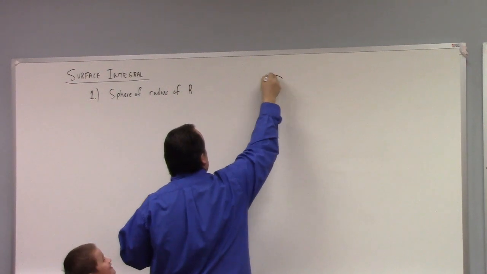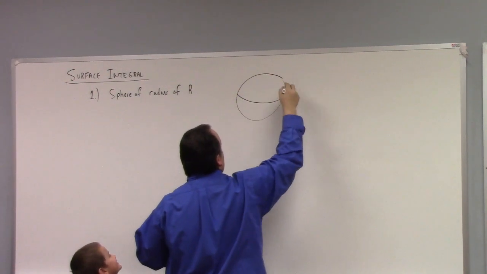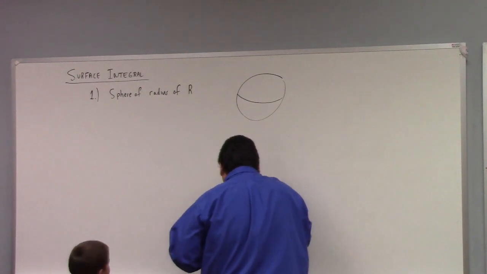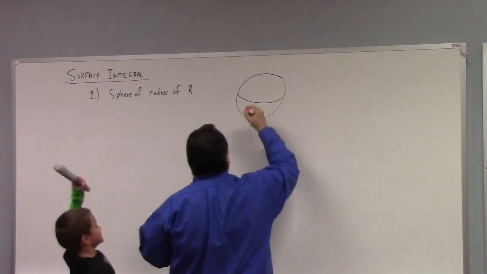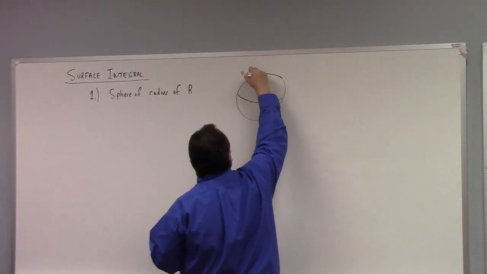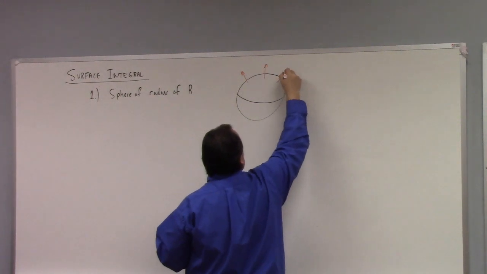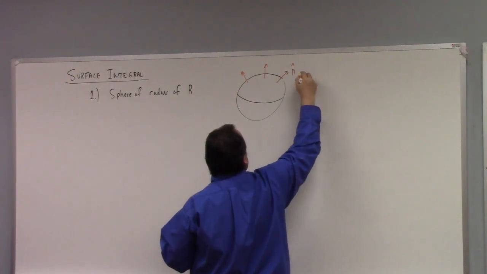So traditionally, the sphere of radius r, Benjamin, you gotta go sit back down, buddy. The sphere of radius r, we take the normal vector field, by default, the normal vector field is taken to point outward.